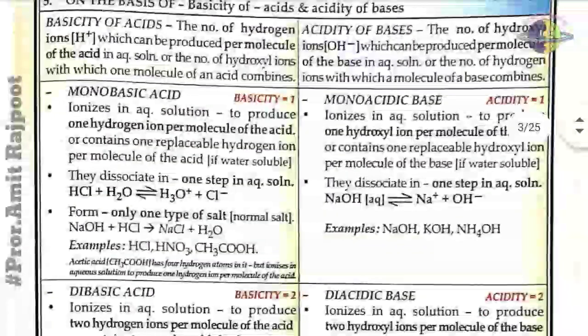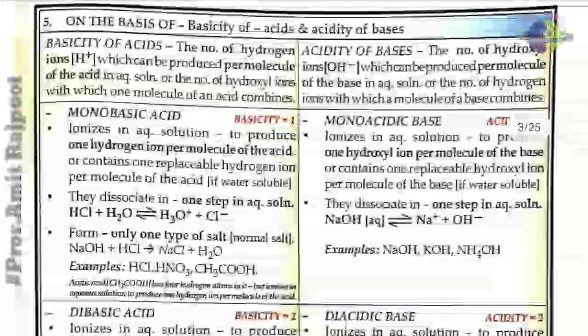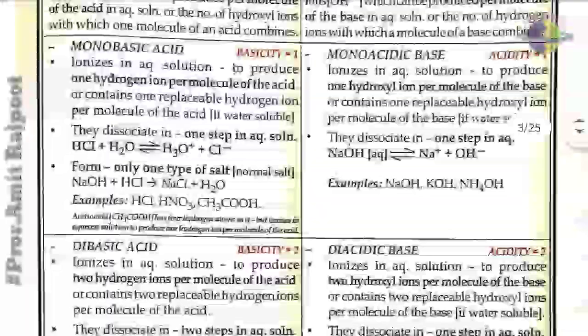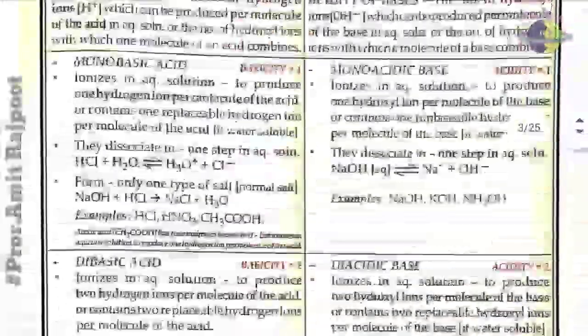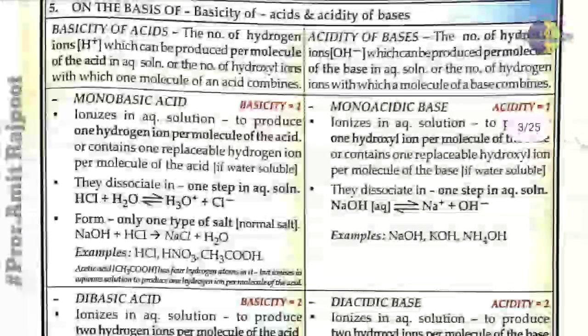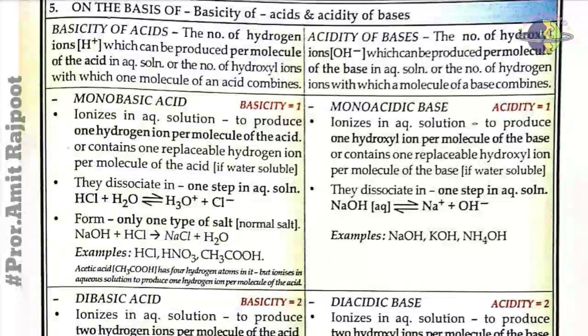Further, basicity of acids can be described as monobasic acid, dibasic acid, tribasic acid, and some more. Very first, monobasic acid. Monobasic acids are the acids which have basicity 1. It means they ionize in aqueous solution to produce one hydrogen ion. See the example, HCl plus H2O gives H3O plus and Cl minus. It is a one-step aqueous solution reaction.